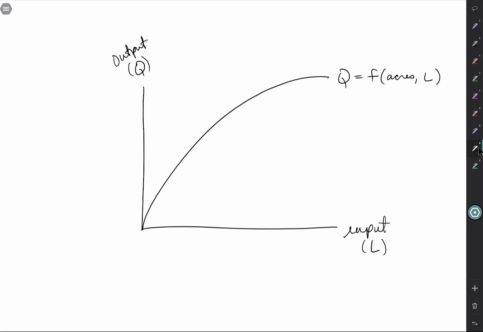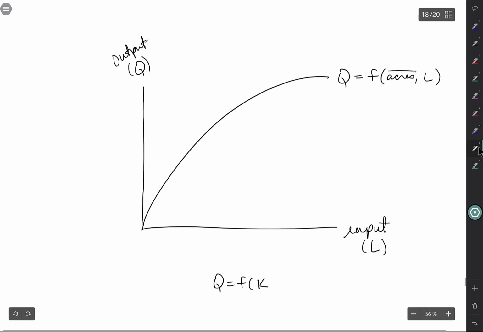Right, so in this case, we're holding the acres fixed. So I'm just going to put a bar up here to remind us that it's fixed. And quite often, like I said before, what's usually fixed is not necessarily natural resources. It can be that, that's also fixed. But usually what we hold fixed is capital.